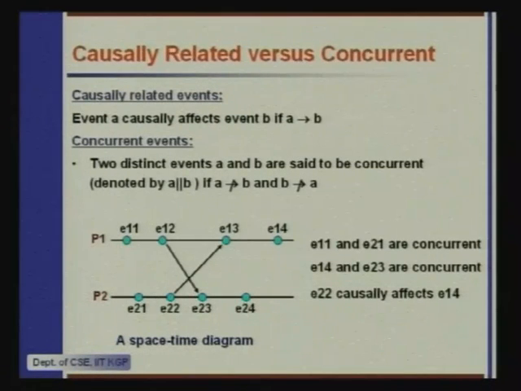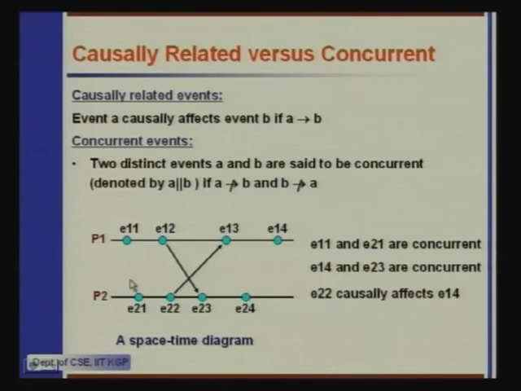Now we talk about causally related events versus concurrent events. Event A causally affects event B if A happened before B. That is how we define it. And two distinct events A and B are said to be concurrent, denoted by A || B, if A did not happen before B and B did not happen before A. So if it is the case that A happened before B is not true and B happened before A is not true, then A and B are concurrent.